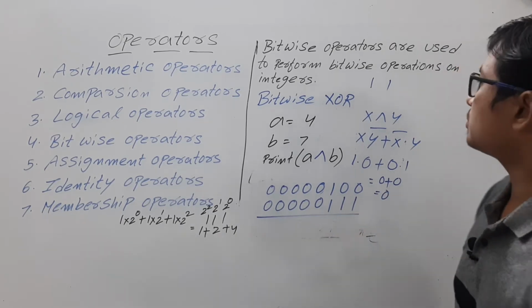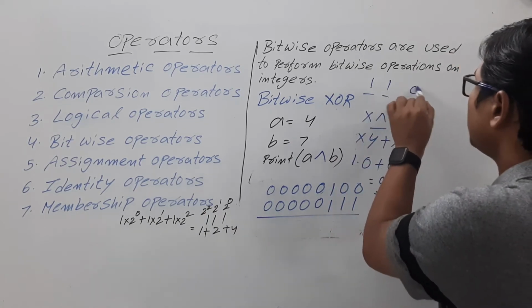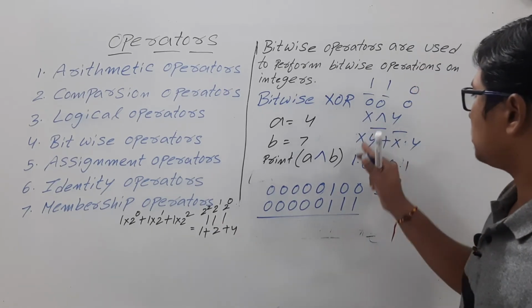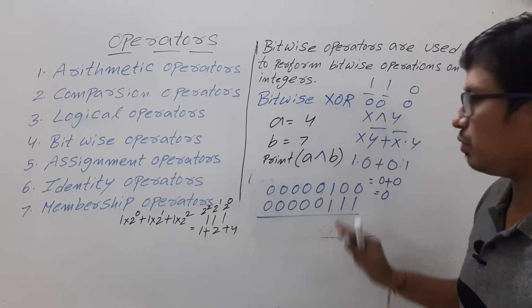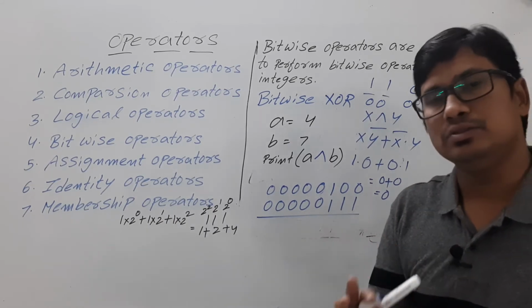So what I want to say is that if both the inputs are the same, the output will be 0. If you want to verify, you can verify it. In place of x as 1 and y as 1, you can keep x and y as 0 and you will get 0 only.